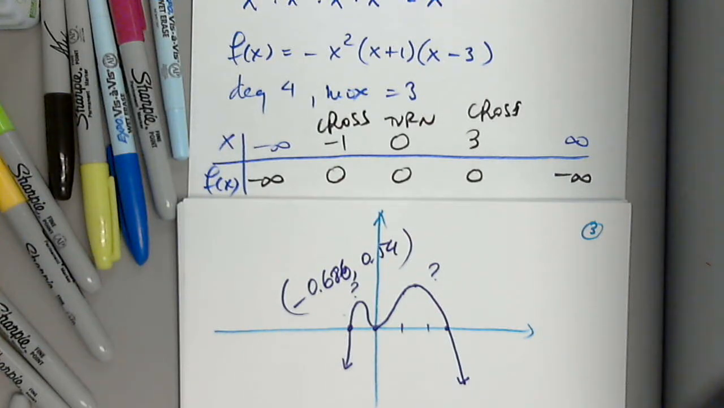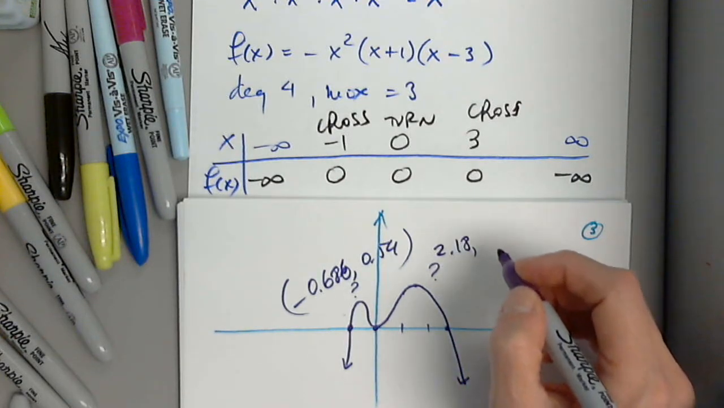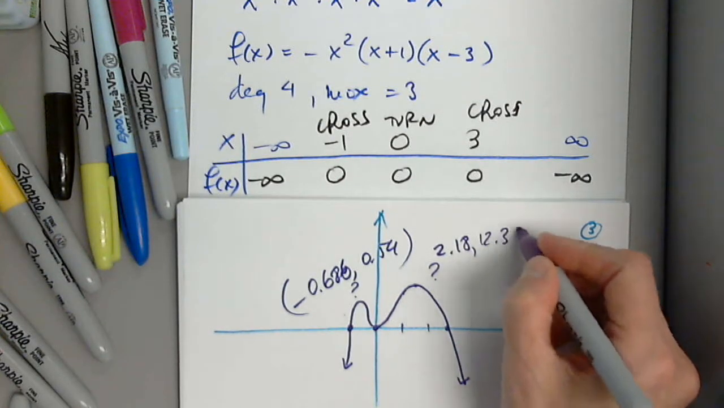And the other one is between 1 and 3. So second and calc, I want the maximum again, which is 4. From 0, enter, 3, enter. I don't want to guess. Just give me the maximum. It's at 2.18, comma 12.4 or 12.39.